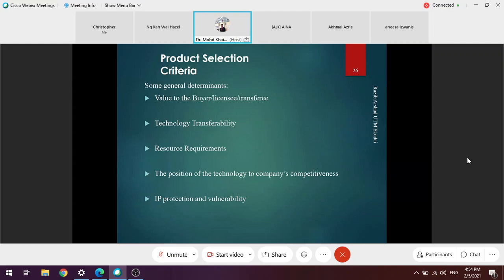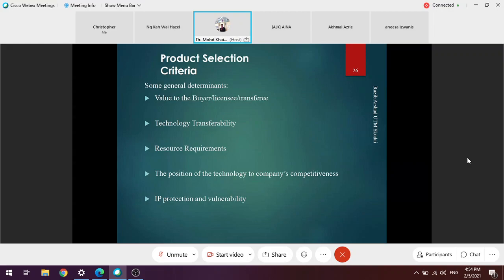And then what are the resource requirements? This usually matters when the technology transfer happens internationally, between more than one country. Perhaps, for example, we transfer the technology from Malaysia to Uganda, and what is the resource requirement in Uganda? What do we have there, is it similar to here, and so on? You have to determine this. And then the position of the technology in the company's competitiveness. You have to visualize and do the projection: what happens when the technology is in the transferee's position? Are they going to be more competitive compared to before?